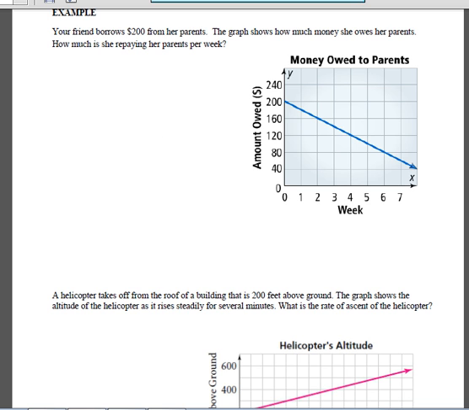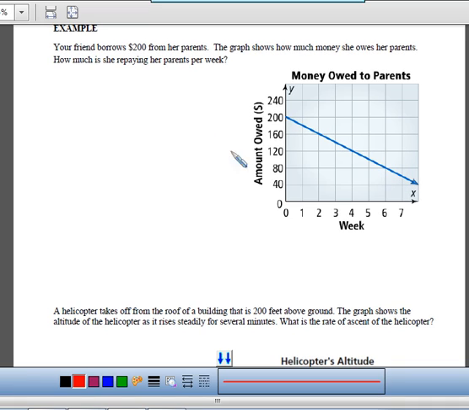Alright, so here's what we're going to do. We're going to transfer this data onto a table. So I'm going to look at 2 points. I'll take this point and I'll take this point. It doesn't matter what 2 you pick to get this. Notice the graph doesn't start at 0.